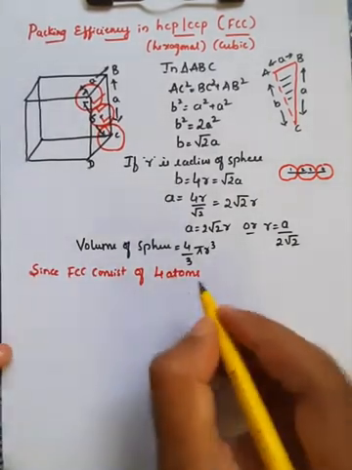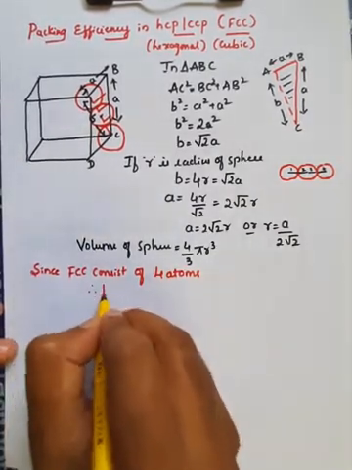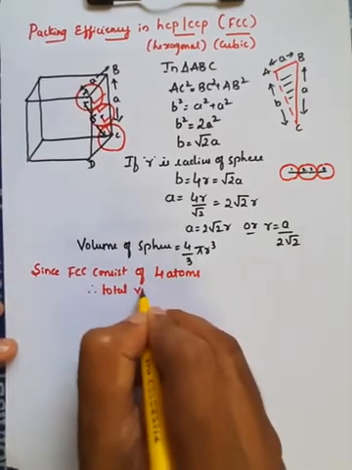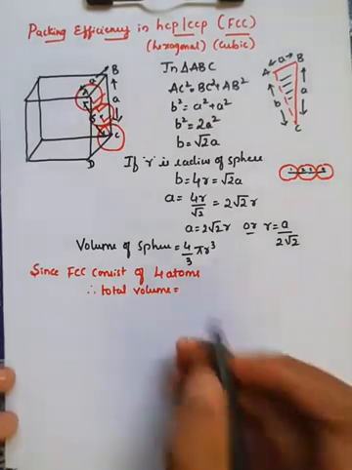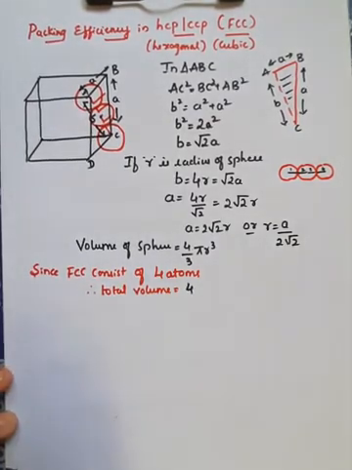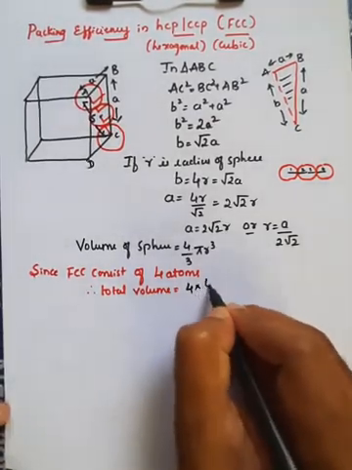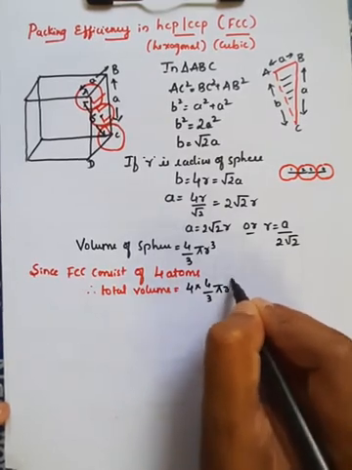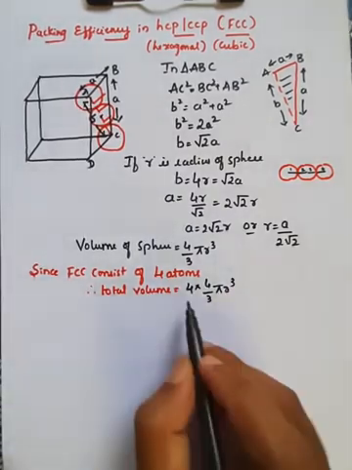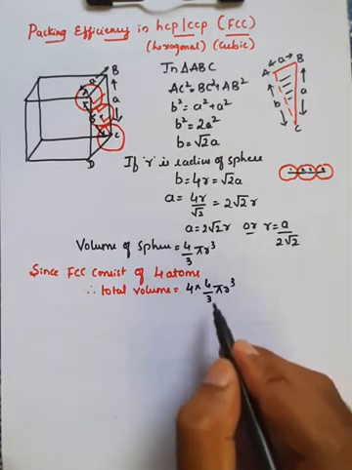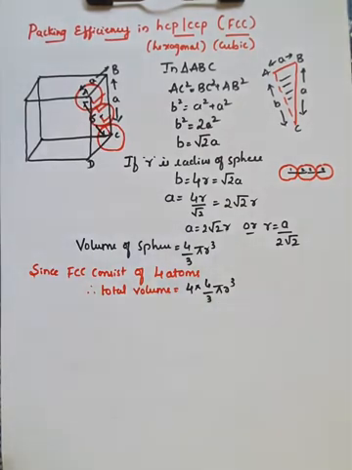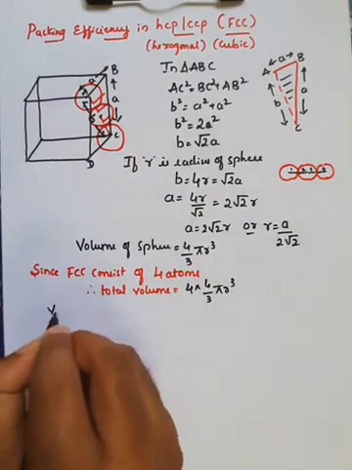So therefore the total volume will be equal to 4 into 4 by 3 pi r cube, because there are 4 atoms. Each has the value of 4 by 3 pi r cube. So you can directly write it as 16 divided by 3 into pi r cube, because it consists of 4 atoms, right? And the volume of the cube also you have to calculate.